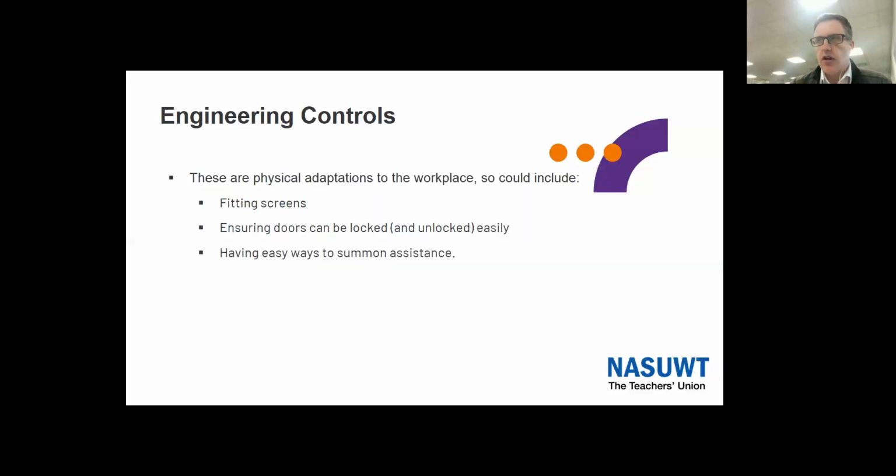Engineering controls are the next stage. So these are essentially, what can we do to the workplace, to a physical workplace, to reduce the risk of an incident? So it could be fitting screens, it could be ensuring that doors can easily be locked, and of course easily unlocked as well, and having easy ways to summon assistance and making sure that when assistance is summoned, it actually arrives.